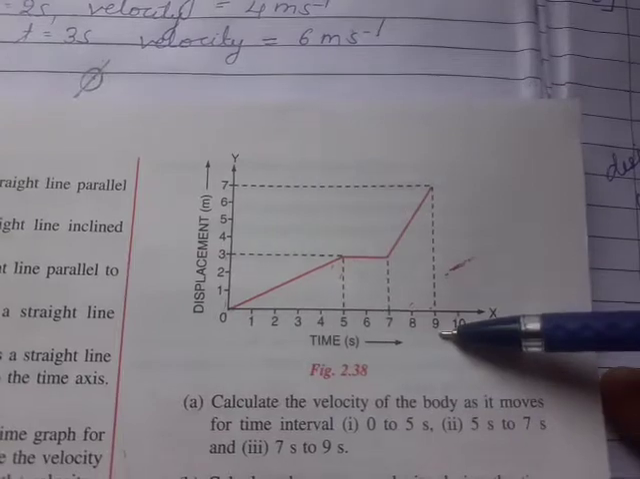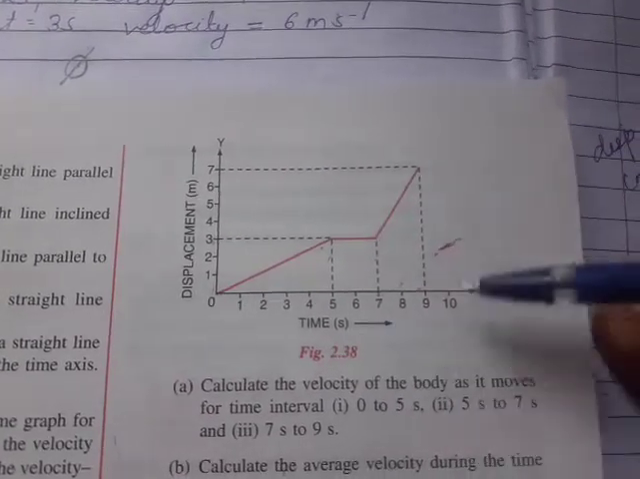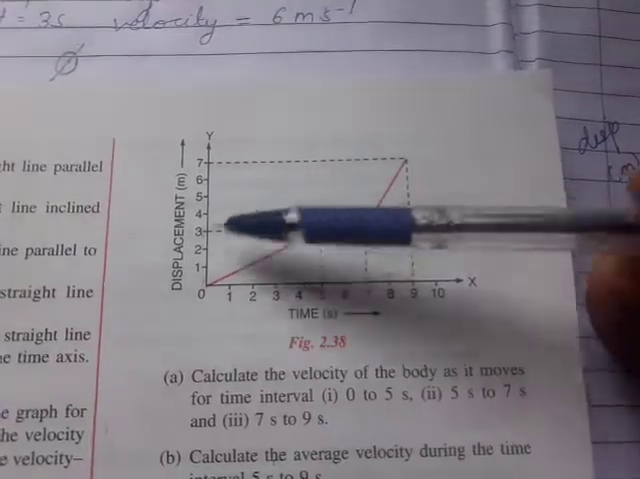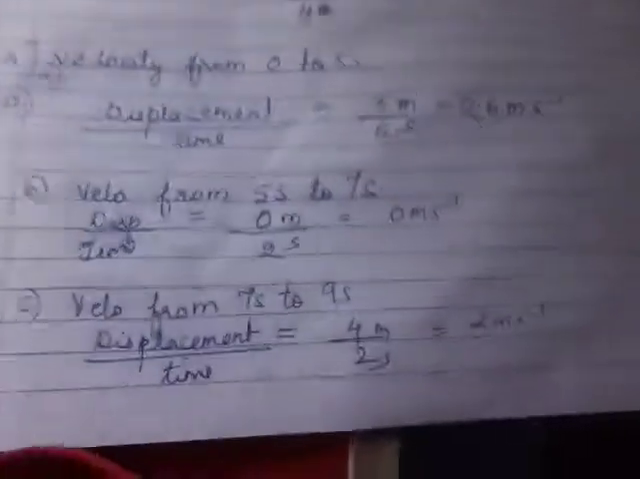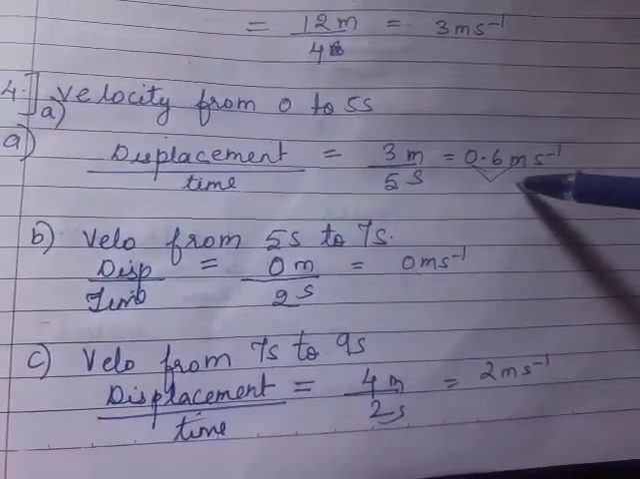4 meters upon 2 seconds. Why 2 seconds? 1 and 2 seconds. So with the help of the graph, it becomes very easy to calculate. So 4 upon 2 is how much? 2 meter per second. So velocity from 0 to 5 seconds, 0.